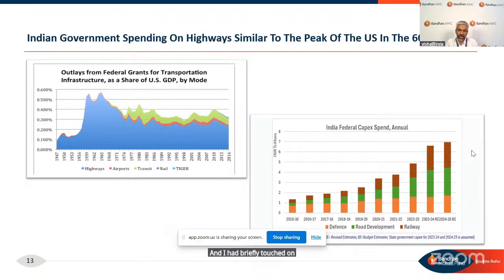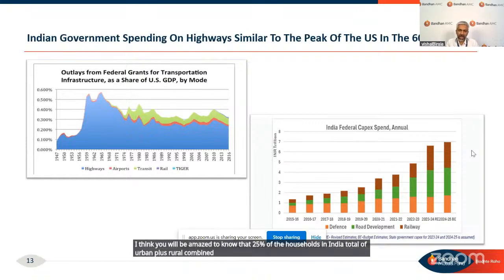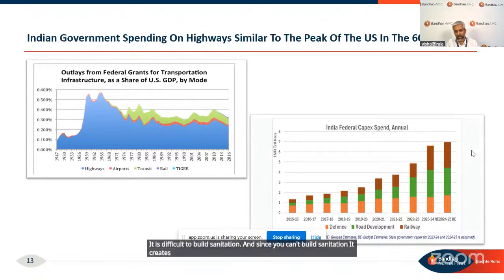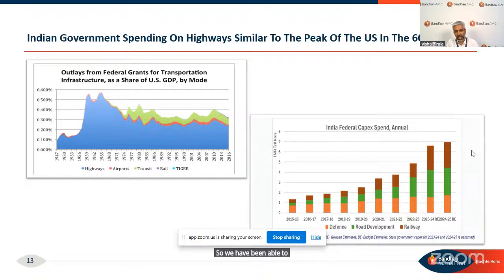And I had briefly touched on water. So water is a huge driver of capex in India. I think you will be amazed to know that 25% of the households in India, total of urban plus rural combined, don't have tap water connection. And since you don't have running water, it is difficult to build sanitation. And since you can't build sanitation, it creates a host of social issues. So we have been able to search water on the dark side of the moon, but somehow we have not been able to provide enough water.